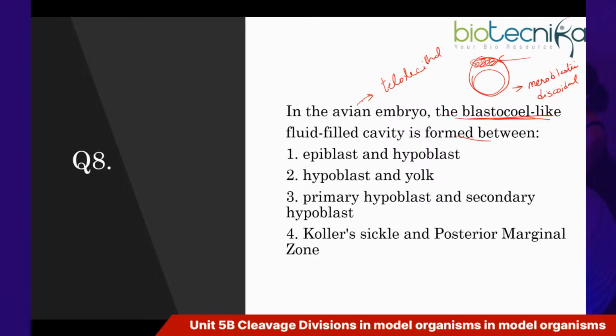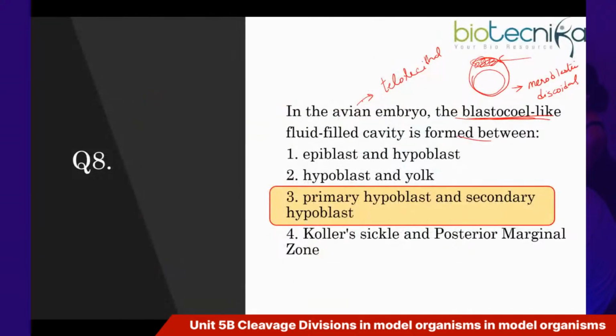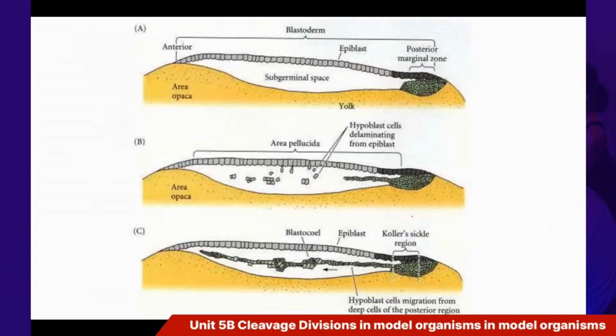Okay. If you remember, two layers are created first, right? One is epiblast, another one is hypoblast. But where is exactly the blastocyst? Anyways, I'll show you this one. The answer is primary hypoblast and secondary hypoblast. So what is that? Initially, you have just one layer, which is the epiblast. We have seen this diagram already, and this is the yolk region. In between the yolk region, you have subgerminal space.